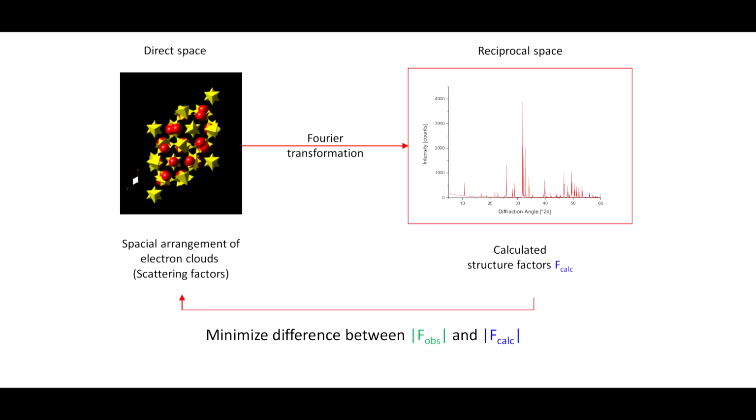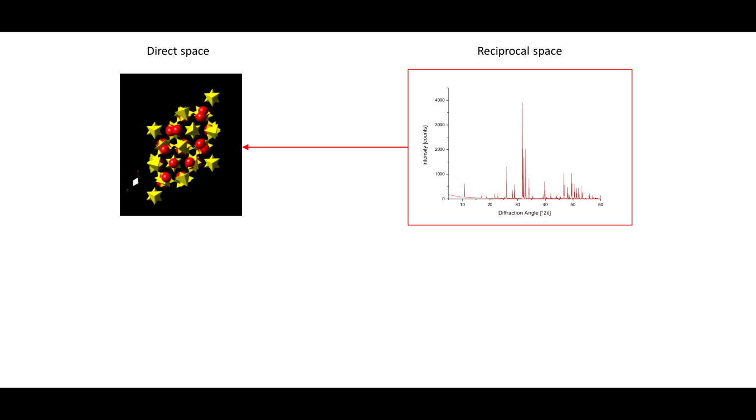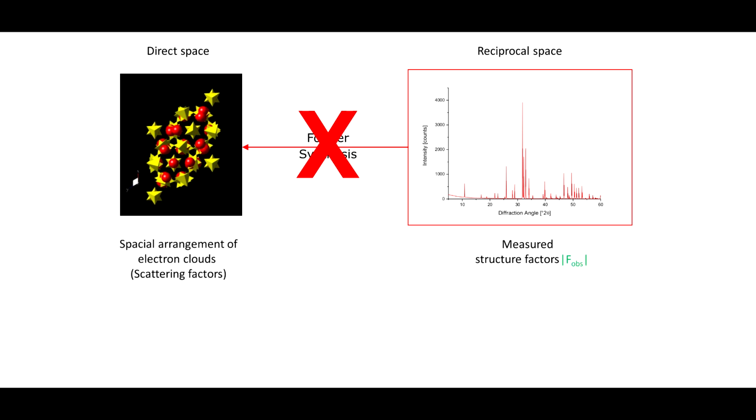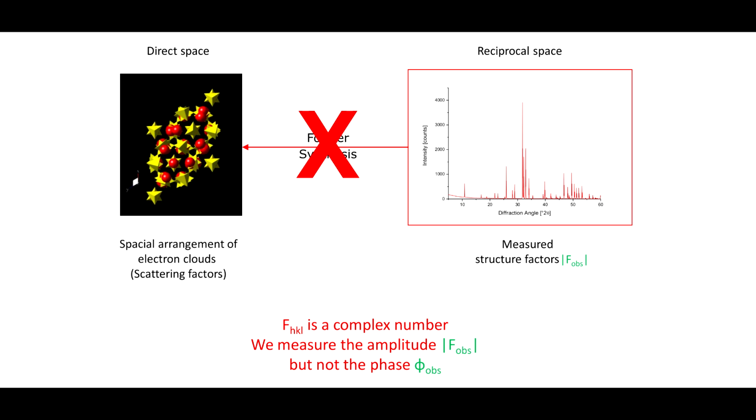So we always have to start from a crystal structure model in direct space and convert it to a diffraction pattern in reciprocal space using a Fourier transformation. We never go in the other direction and directly reconstruct the structure from the diffraction pattern. This is not possible because we can only measure the amplitude of the structure factors, but not their phase.